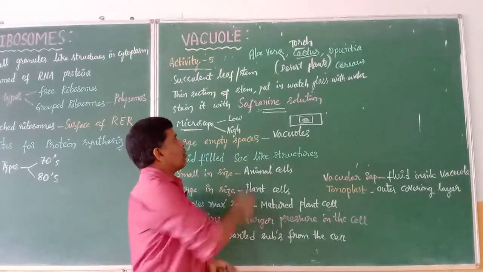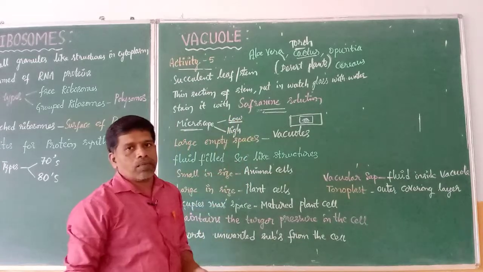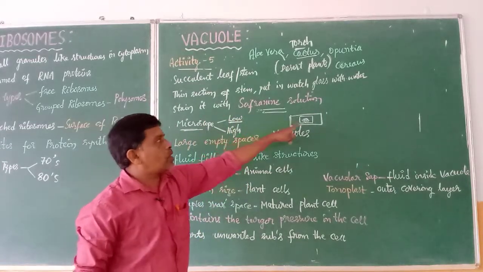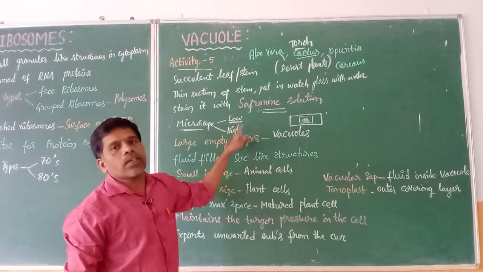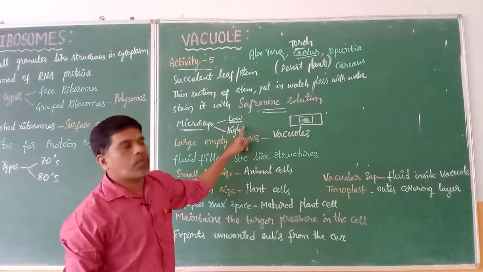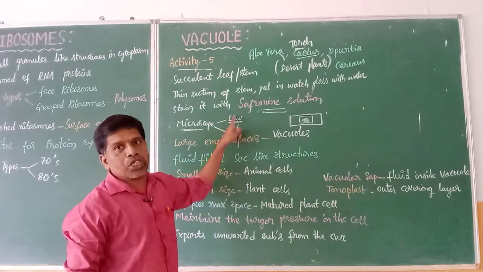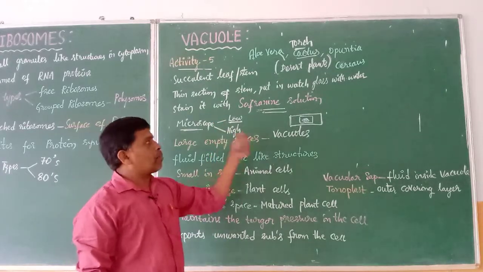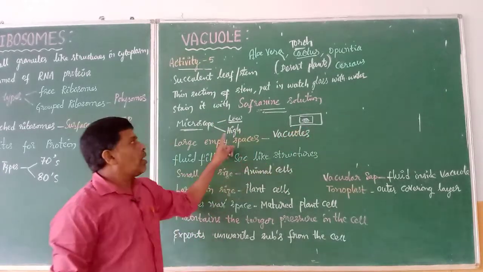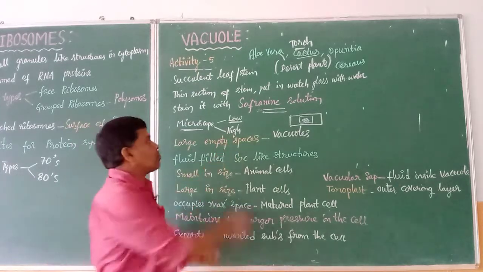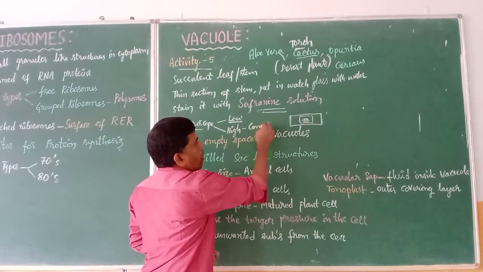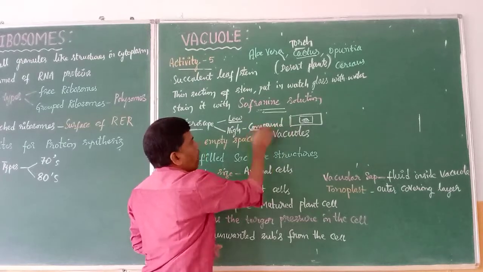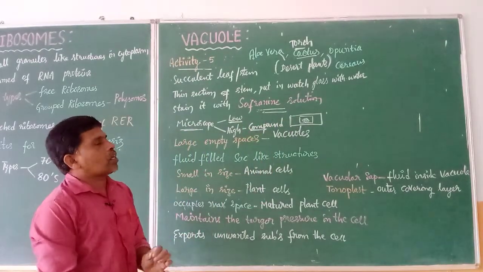So first observe this particular structure under the light microscope or simple microscope, with low magnification, low power. Then again try to observe the same temporarily mounted slide under high magnification, which is preferable in the compound microscope. Then what type of structures do you find?